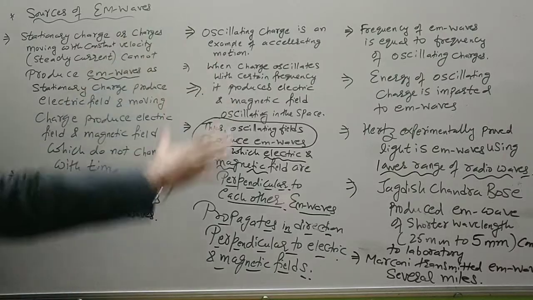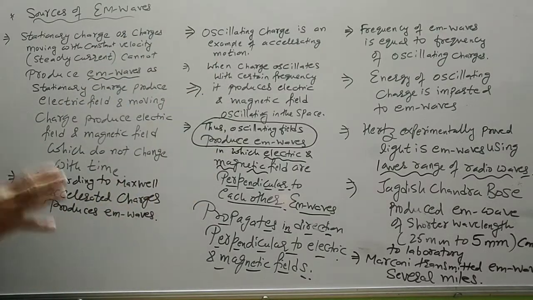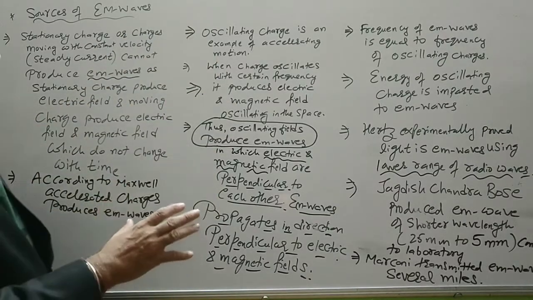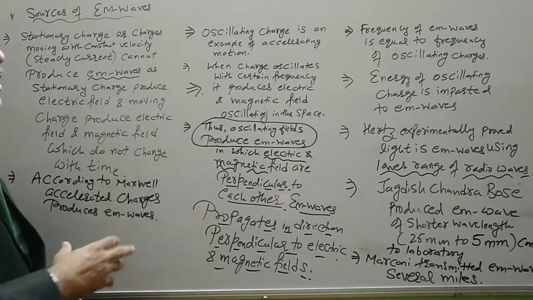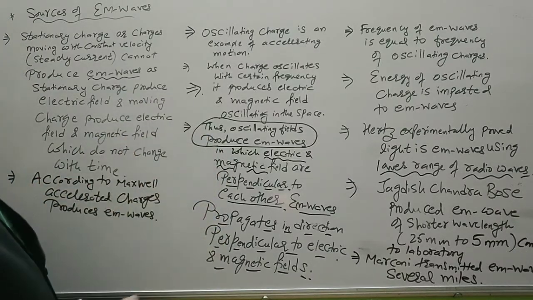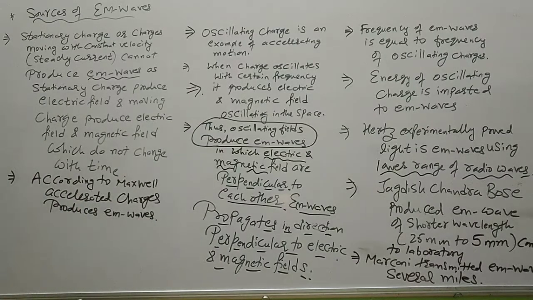Overall, you have to just remember that electromagnetic waves are produced due to a charge oscillating about its mean position. This oscillatory charge will give rise to electric and magnetic fields, and the direction of propagation of electromagnetic waves is perpendicular to the electric and the magnetic field.